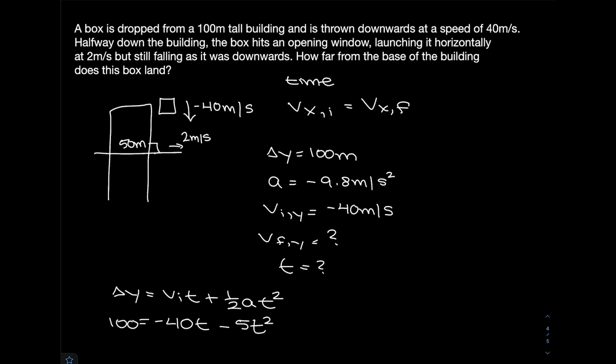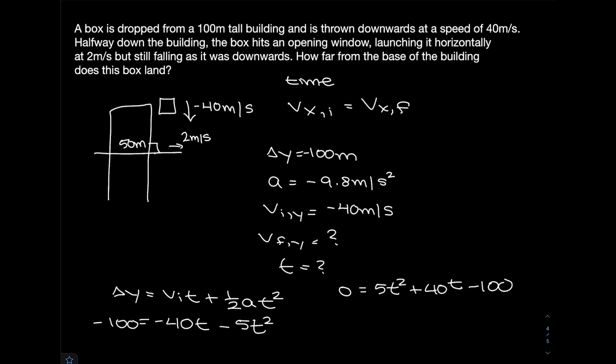So we have to be careful here, as I accidentally made this y direction positive, but remember we are treating down as the negative direction. So the displacement in the y direction is actually negative 100. So we have negative 100 is the delta y. Let's go ahead and rearrange that equation. So now we get 0 is equal to 5t squared plus 40t minus 100. And now let's go ahead and factor that.